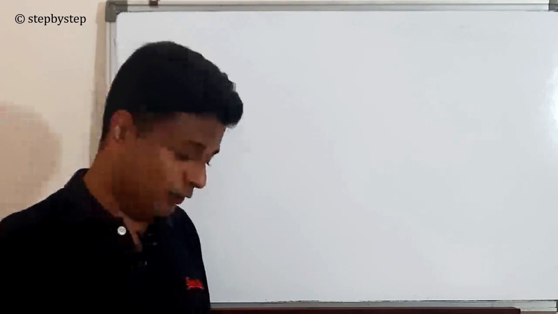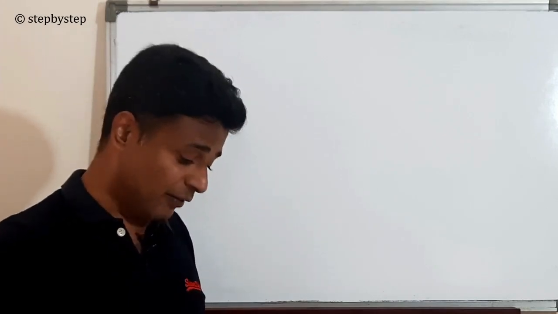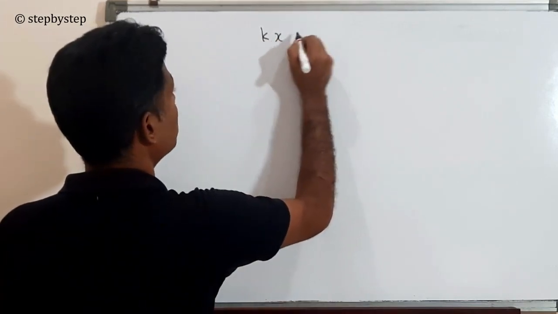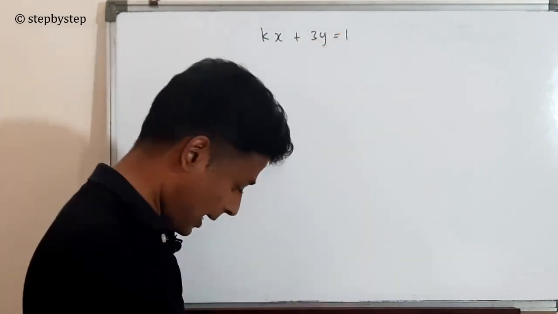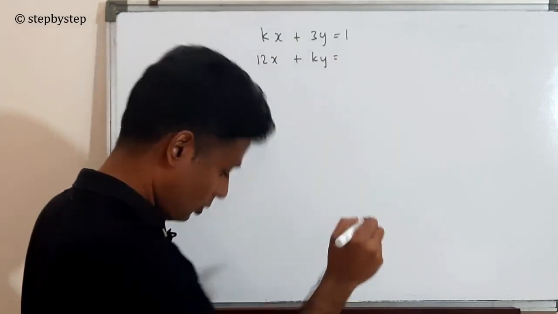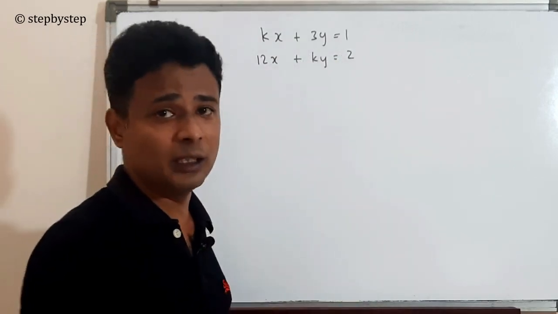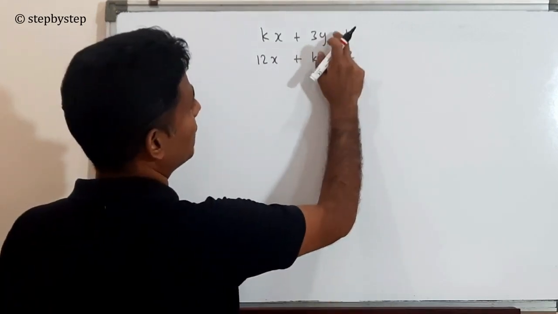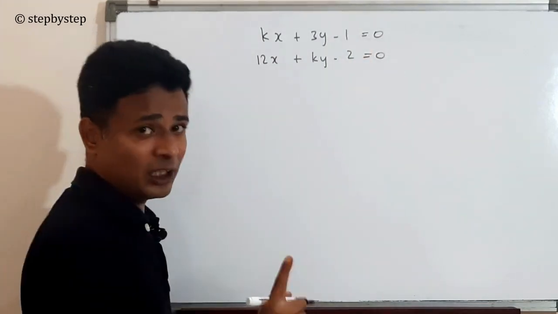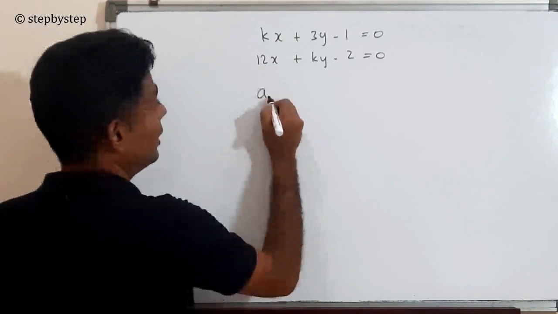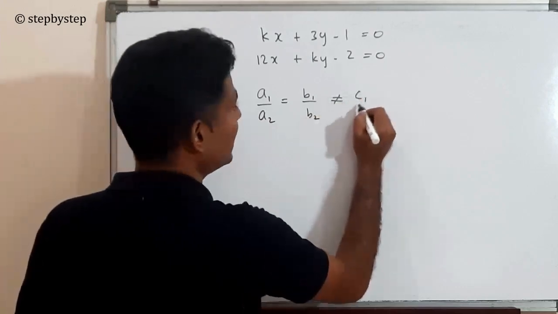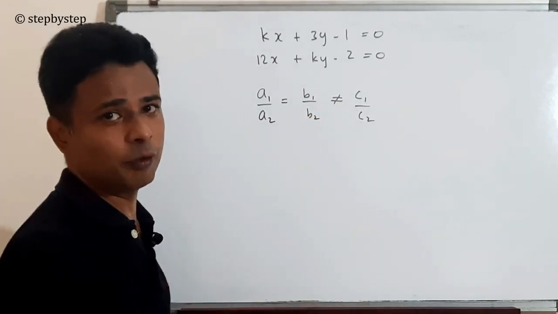For what value of k will the following pair of linear equations have no solution? So kx plus 3y equal to 1 and 12x plus ky equal to 2. And they have said this has no solution. Before that I need to transpose, this becomes kx plus 3y minus 1 equal to 0, 12x plus ky minus 2 equal to 0. Now they have said no solution. So what is the condition for no solutions? A1 by A2 equal to B1 by B2 not equal to C1 by C2. So this is the condition for no solutions.